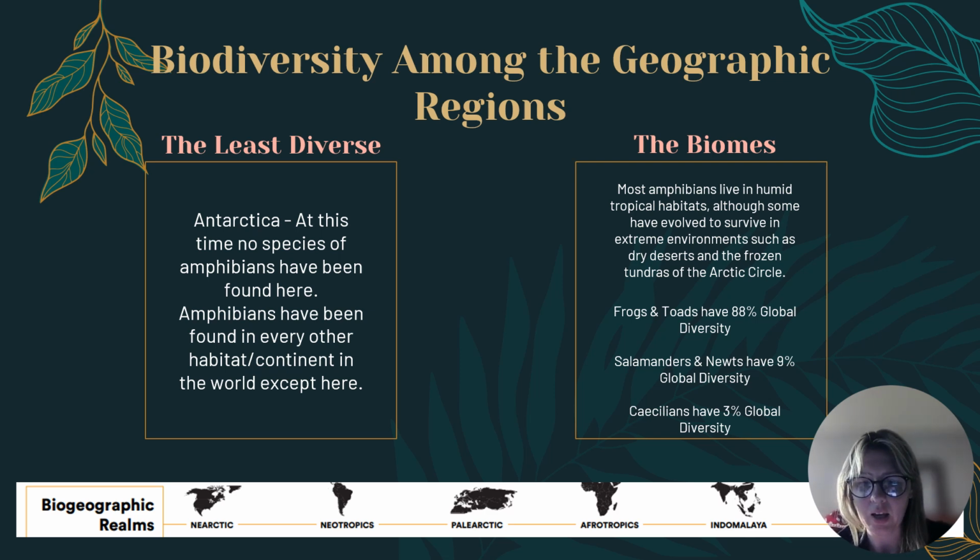Now specifically the biomes that amphibians can live in is pretty much any biome that exists. Most amphibians prefer to live in humid tropical habitats, such as rainforests and wetlands. However, that does not stop them from being able to survive extreme environments such as the dry deserts and frozen tundras of the Arctic Circle. So frogs and toads have an 88% global diversity, salamanders and newts have 9% global diversity, and caecilians have a 3% global diversity, which will actually be seen a little bit more on the next slide, where it will be broken down through visualizations.